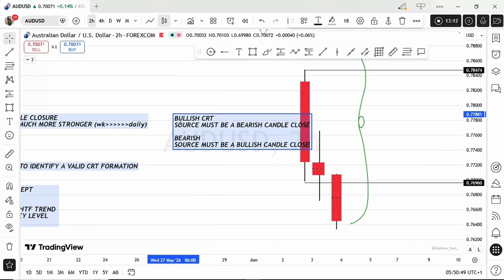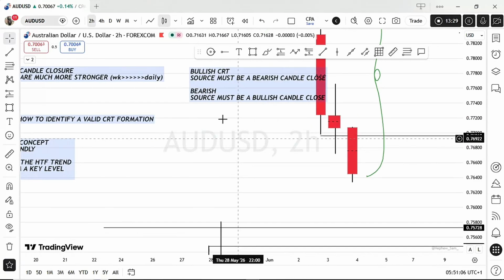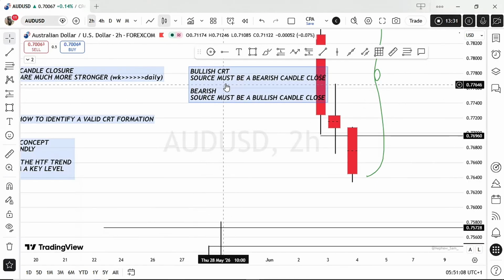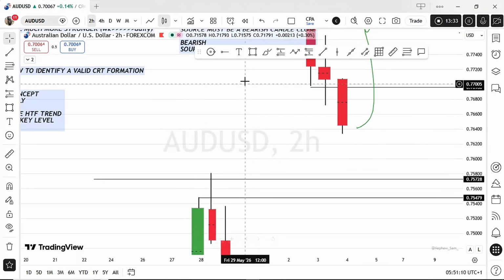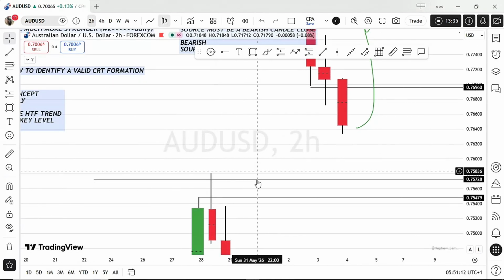Right? So that's it. So for a bullish CRT, the source must be a bearish candle close, right? It must be bearish. For a bullish movement, it must be bearish. Then for a bearish CRT formation, the source will be bullish, right? The first candle will be bullish, the next candle sweeps it and closes below the range, right?